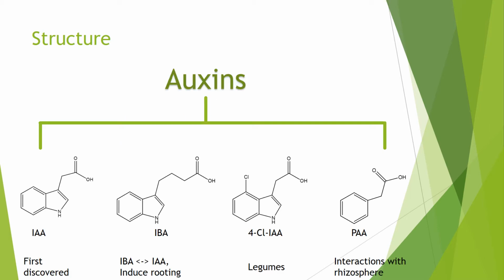Looking at them all together now, indole acetic acid, IAA, was the first one discovered and is the most common throughout plants. However, IBA actually induces rooting more effectively than IAA, and IBA and IAA interconvert. 4-chloroindole acetic acid is very common in legumes, and phenylacetic acid, PAA, is used for interactions with the rhizosphere.